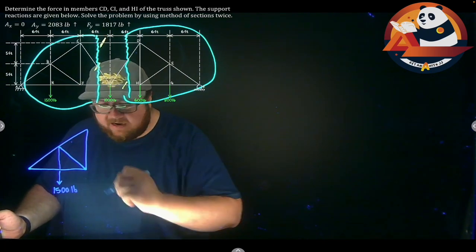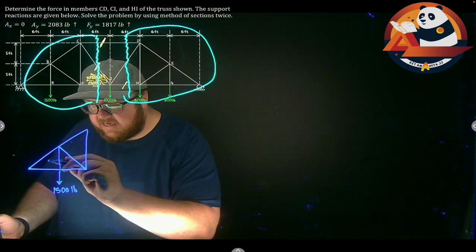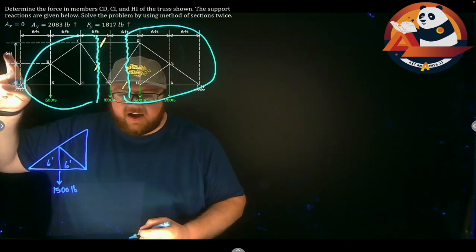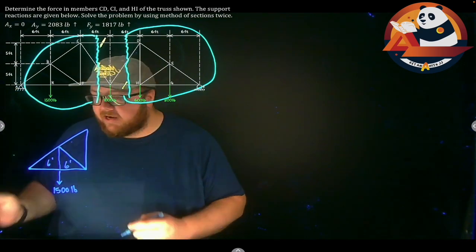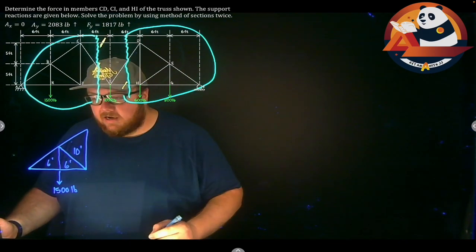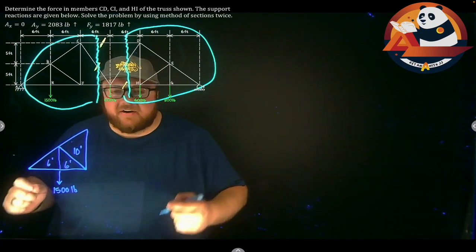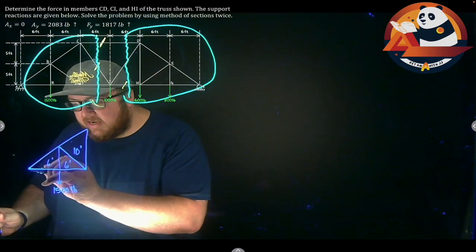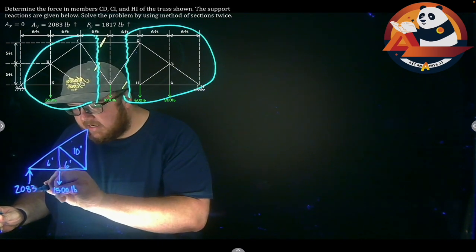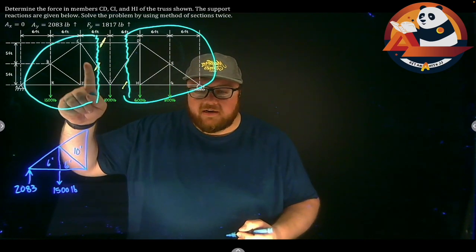1,500 pounds going down. I know my width of this is 6 feet for each of these sections. So 6 feet. And the height is 5 plus 5. I don't need to know the midpoint on that, so I'm just going to label this 10 feet. I also need to get an AX and AY. AX is 0, so I'm just going to leave it off. But AY is 2083 going straight up. So going up 2083. And then I'm going to start getting my cut members in here.